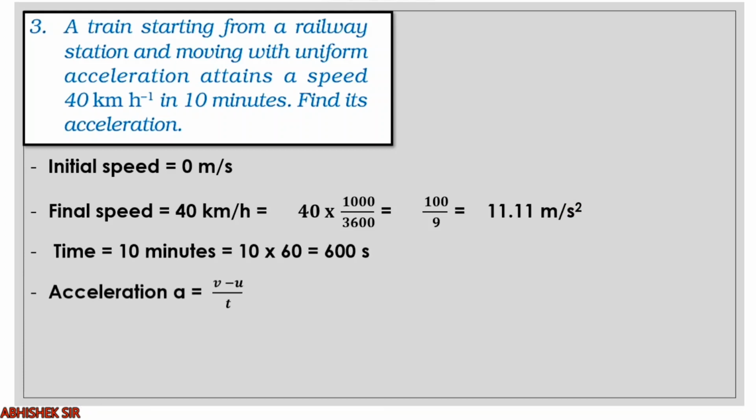We have to find out the acceleration, that is v minus u by t. Just put all the values because the initial speed is 0. That means 11.11 minus 0 will be 11.11 upon time is 600 seconds. That means the acceleration is 0.018 meter per second square. Note the unit of acceleration over here, just one correction is there. Second square must not be written. Instead we have only meter per second. Moving on to the next question.